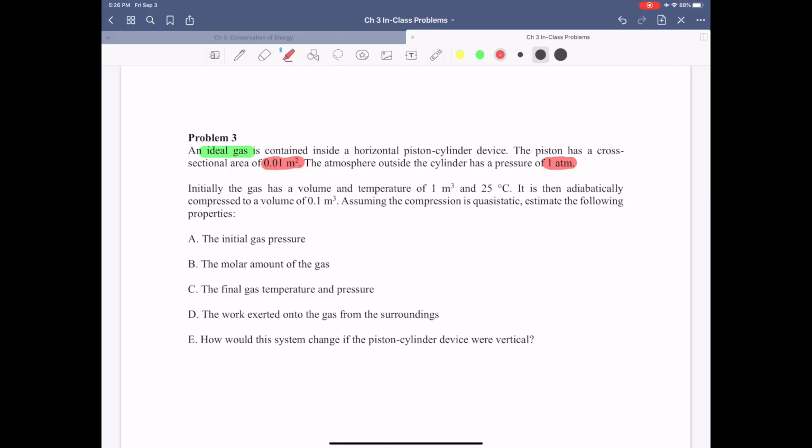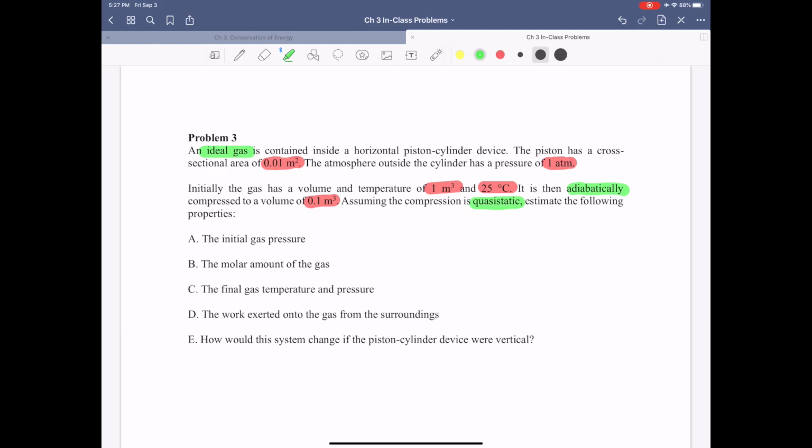Initially, the gas inside the piston cylinder has a volume and temperature of 1 meter cubed and 25 degrees Celsius, respectively. Then the system is adiabatically compressed to a volume of 0.1 meter cubed. Assuming that this compression occurs in a quasi-static manner, we're asked to estimate the following properties, such as the initial pressure of the gas, the moles of gas in the system, the final gas temperature and pressure, and then the work that's exerted onto the gas from the surroundings.